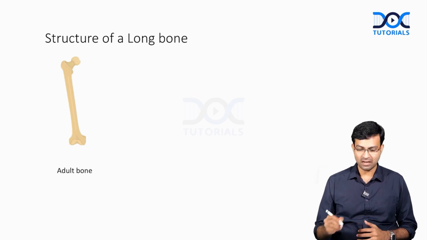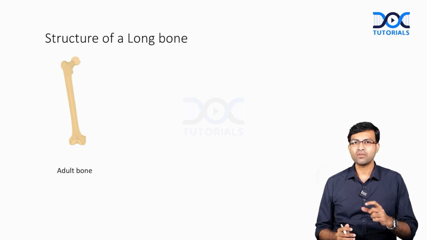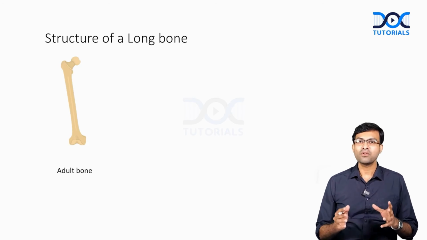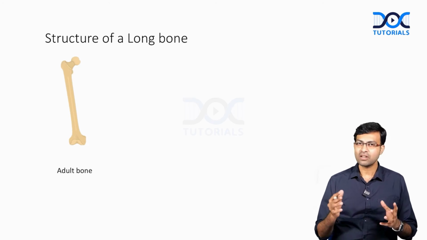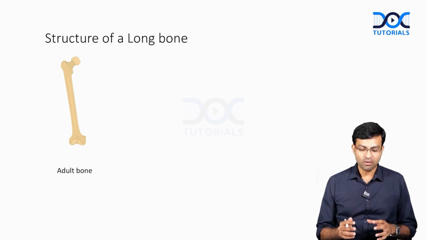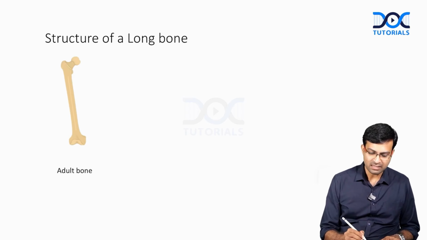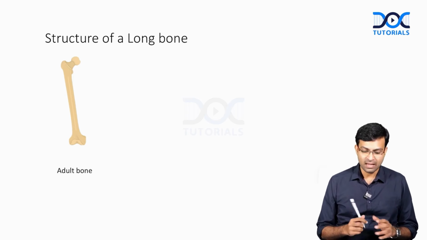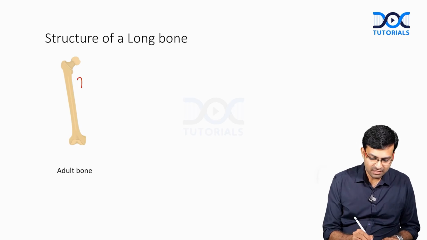Alright. So we'll start. Let's look at the structure of a long bone. So we are taking a long bone here because long bone fractures and injuries and tumors and all are what are usually asked for your exam. In a long bone, we know that there are three parts, isn't it? You have the diaphysis, metaphysis and the epiphysis. What is the diaphysis? This thing, isn't it?